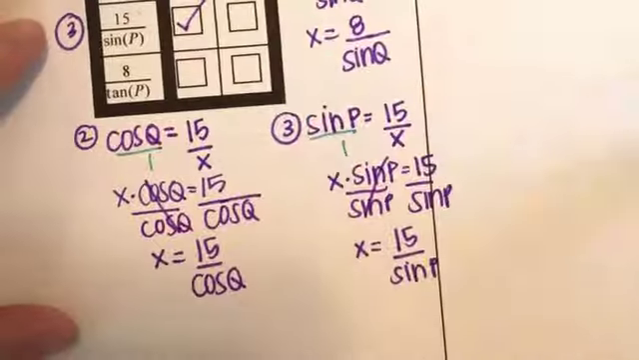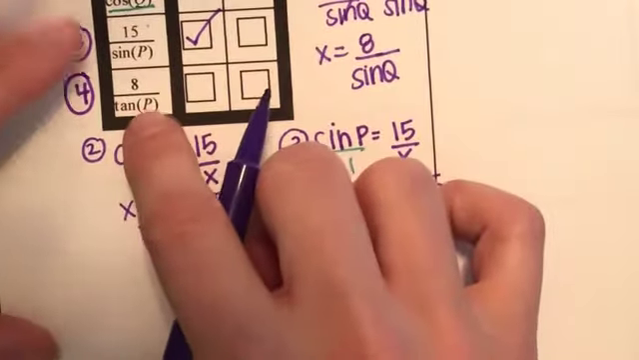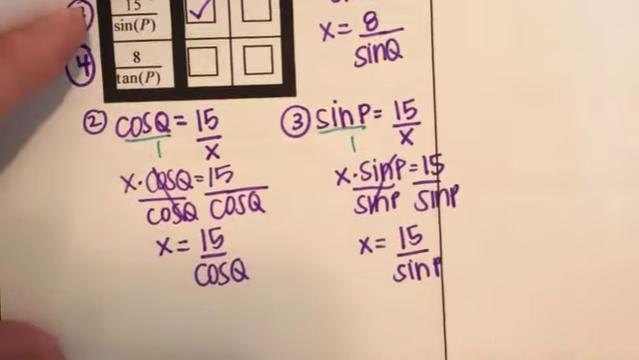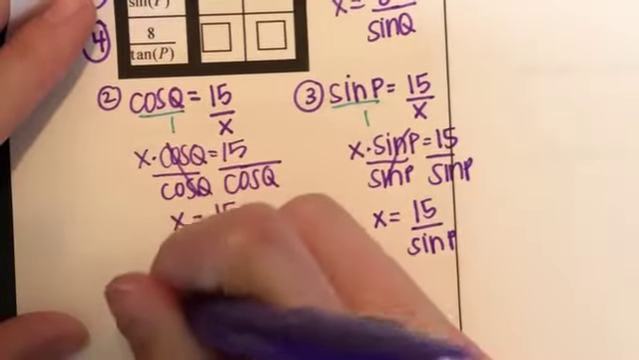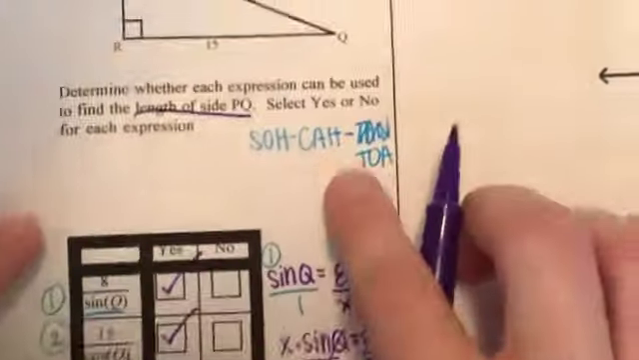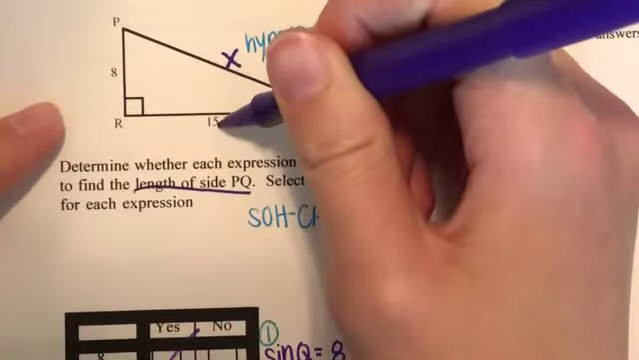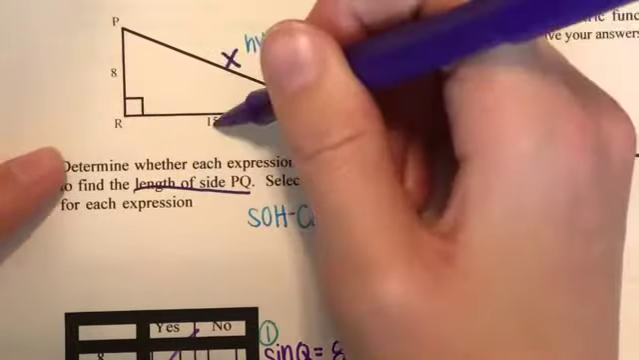All right, and then the last one, 8 divided by tangent p. We're going to see if that is going to work to solve for the missing side. So I'm going to show tangent p. Tangent p, we know tangent means opposite over adjacent. So here's p, opposite is 15 and adjacent is 8. So it's going to be 15 over 8.